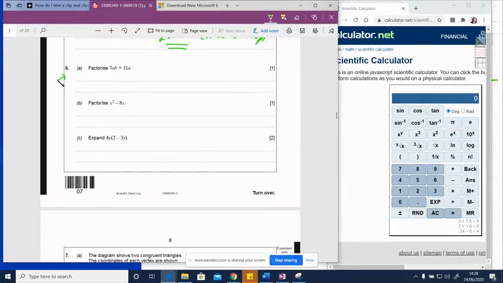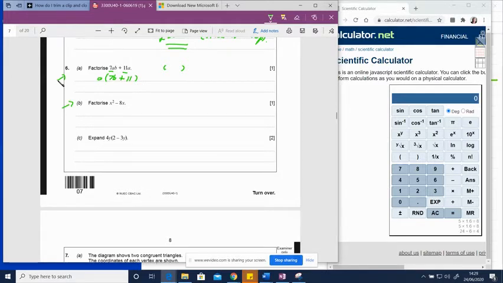Okay, question 6 asks us to factorise 7ab plus 11a. Now, factorise means to put some brackets in the answer. We look at each group of digits there and try and find the common factors that appear in both. Well, I can see a appears in both, so I'll take that outside the brackets. So a times something gives me 7ab, so it's 7b. And a times something gives me 11a, and so that's 11. And that's you factorised 7ab plus 11a.